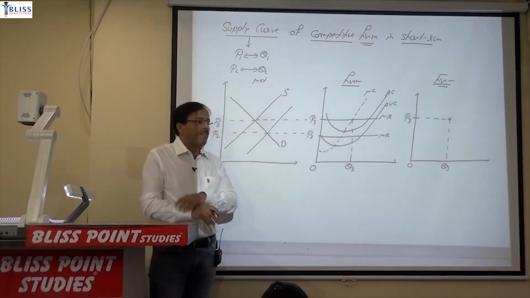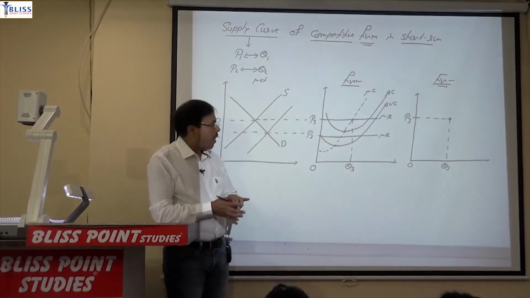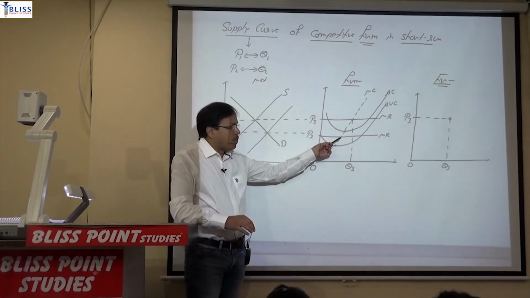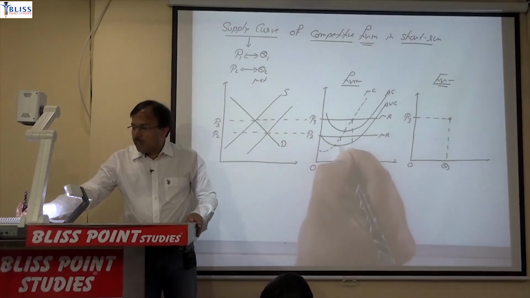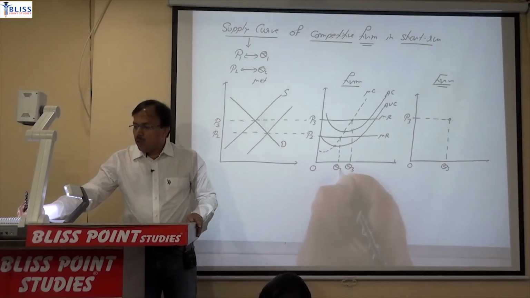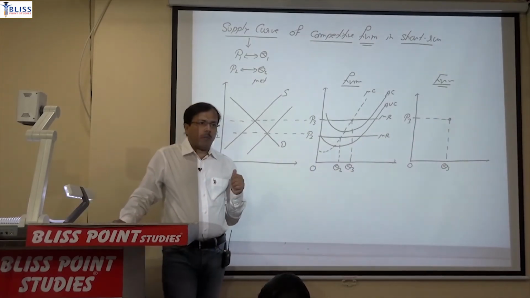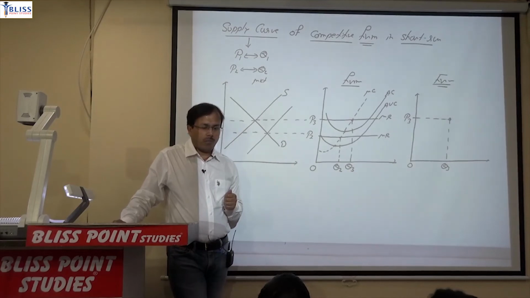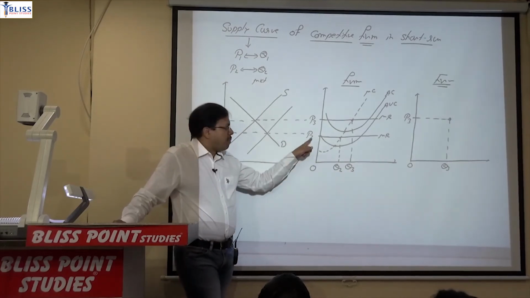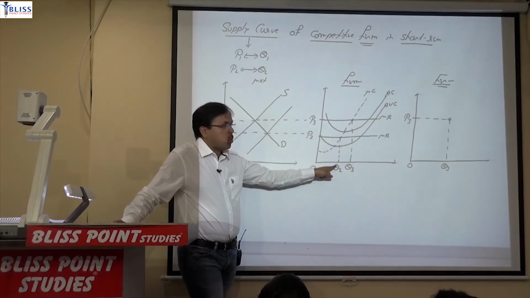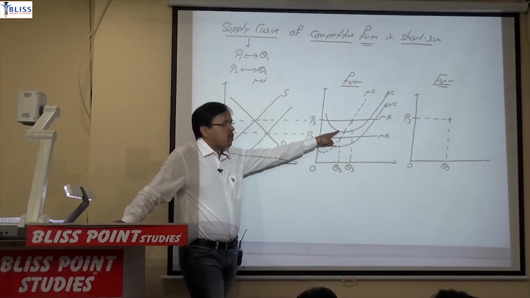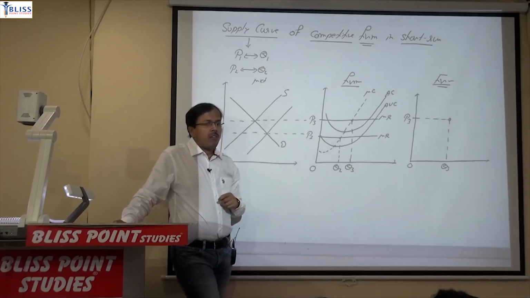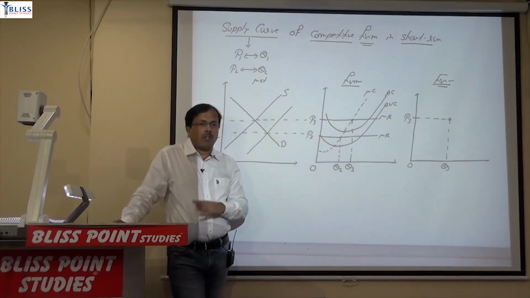Now where MR is equal to MC? MR is equal to MC at this point. Corresponding to that quantity Q2, is the firm having profit or loss? At price P2, quantity supplied will be Q2, but at quantity Q2, price is less but average cost is more. So the firm is in loss; will it operate or not?